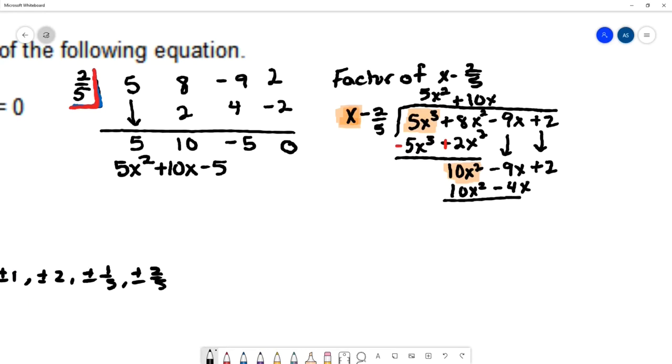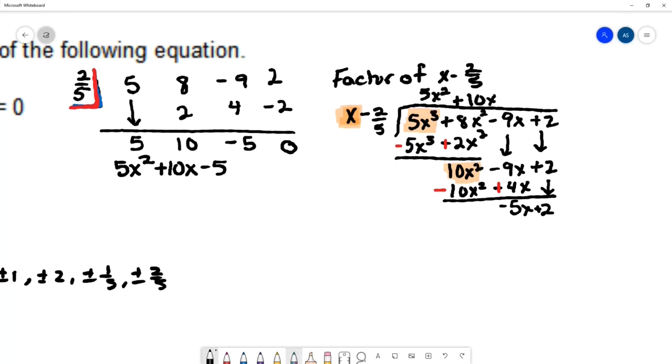Then we have to change our signs. So this becomes minus and plus. So now we have a negative 5x, and we bring down the next term. We get the 10x squared and the negative 10x squared canceling each other out, so that's why that part's gone.